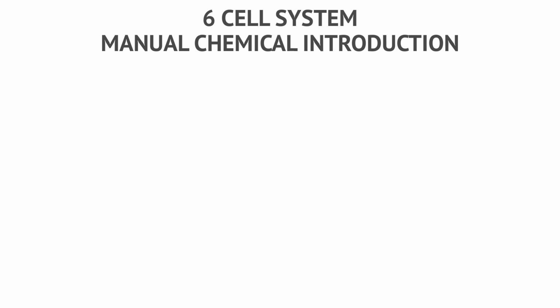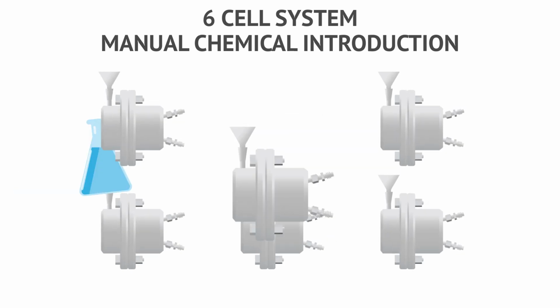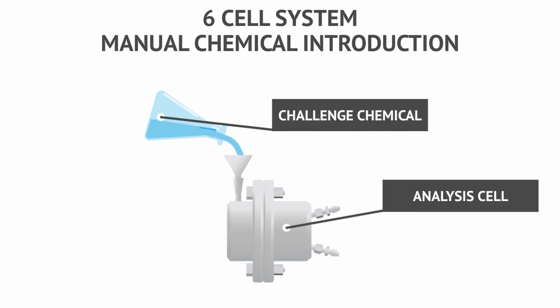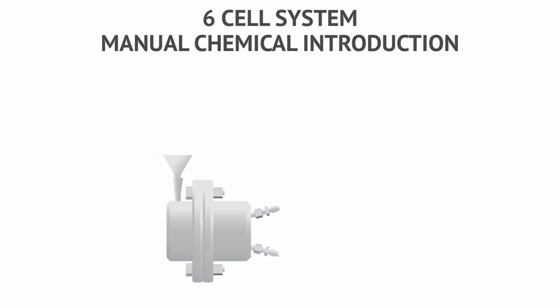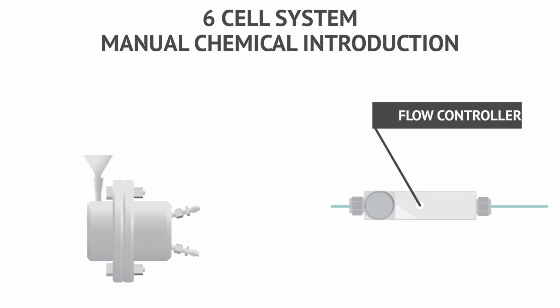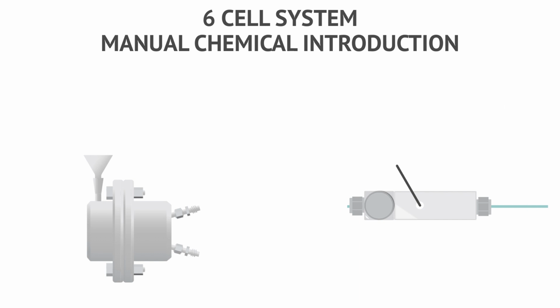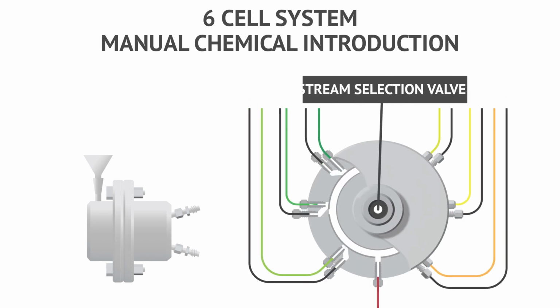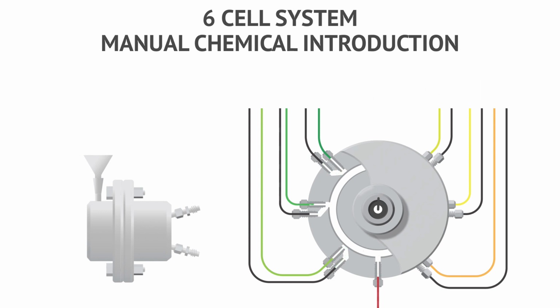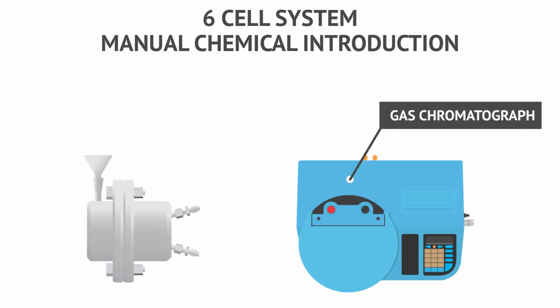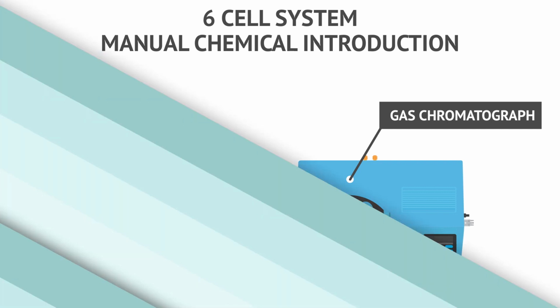The system comprises 6 analysis cells with challenge chemicals manually added to each cell at the beginning of an experiment. Each cell has its own dedicated flow controller, which ensures a consistent flow of the collection gas. This is then directed into a stream selection valve, which ensures that the relevant gas stream is directed to the gas chromatograph at the appropriate time, where a sample is then collected and analysed.